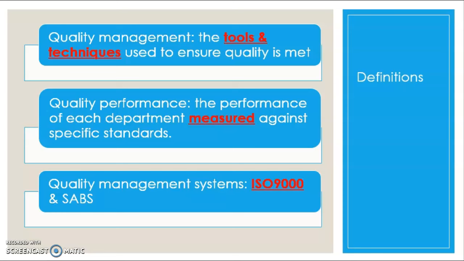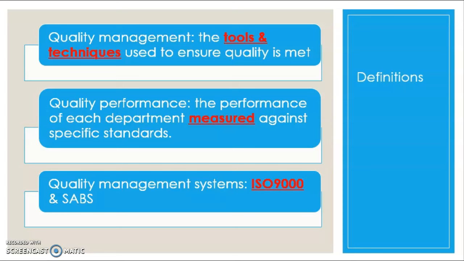But if we look at quality performance, this is a total performance of every single department measured against specific standards. So for example, within the HR department, you may not want a very high staff turnover, and so you're measuring how often people want to leave. It's also the assessment and analysis of processes, goods and services in order to measure the performance of a business. It can be achieved if all departments work together towards the same quality standards.